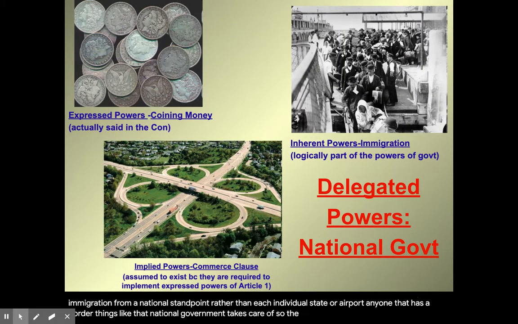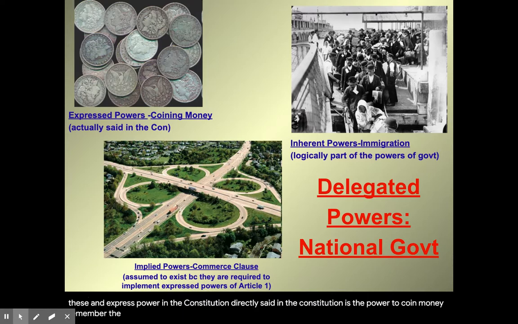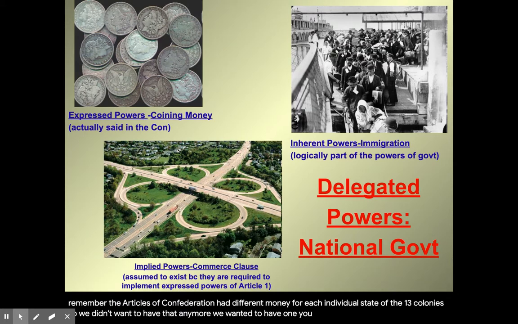As for the delegated powers, an example of an expressed power, directly said in the Constitution, is the power to coin money. Remember, the Articles of Confederation had different money for each individual state of the 13 colonies. So we didn't want to have that anymore. We wanted to have one universal type of money for the entire nation. And that's what we have today.